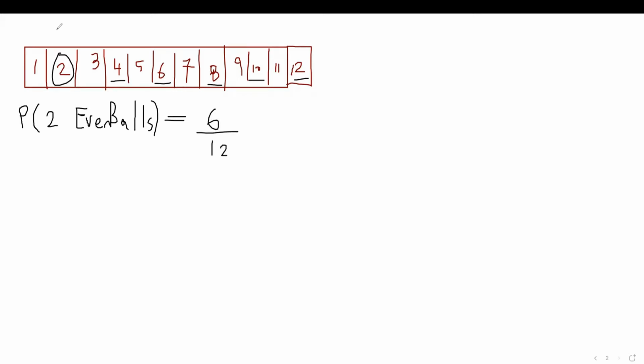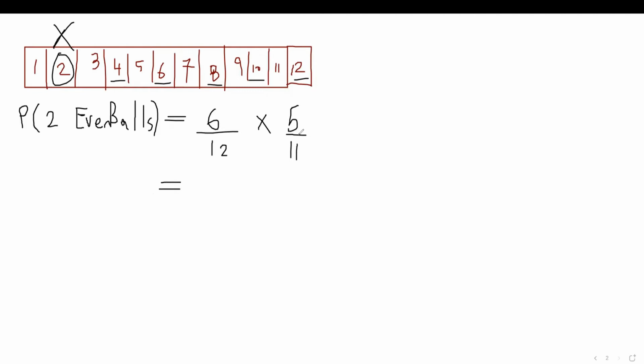After we take out this ball, cool? After we take out that ball, how many balls are left? 11 balls are left. How many even balls are left if we take out this even ball, for example? 1, 2, 3, 4, 5 are left. So the probability of the next ball being even is 5 out of 11. So you work this out, and that would be the probability that you draw 2 even balls.